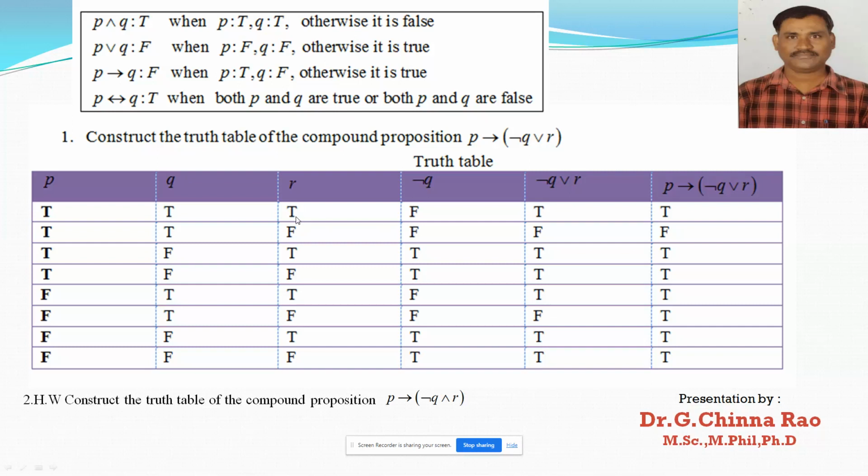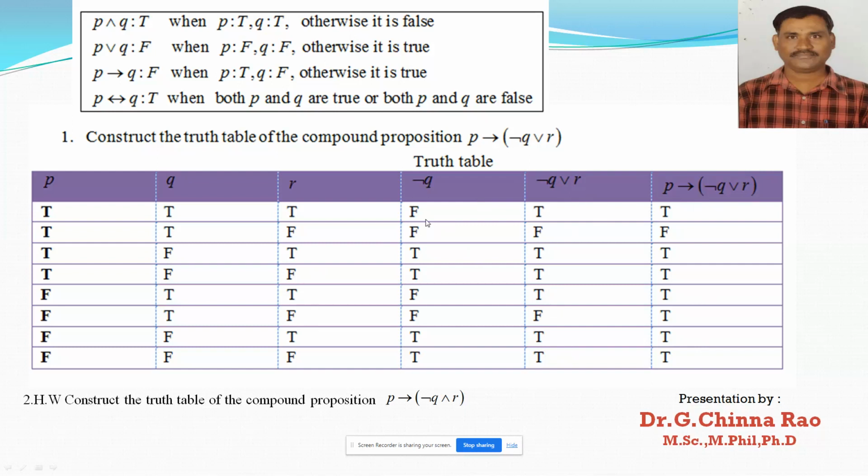As per the definition, true or false, it is true. False, false, it is false. When both are false, then only P or Q is false. Otherwise, it is true. So, in a similar way, we write negation Q or R. And then the last column, P conditional (negation Q or R). So, take these two columns.